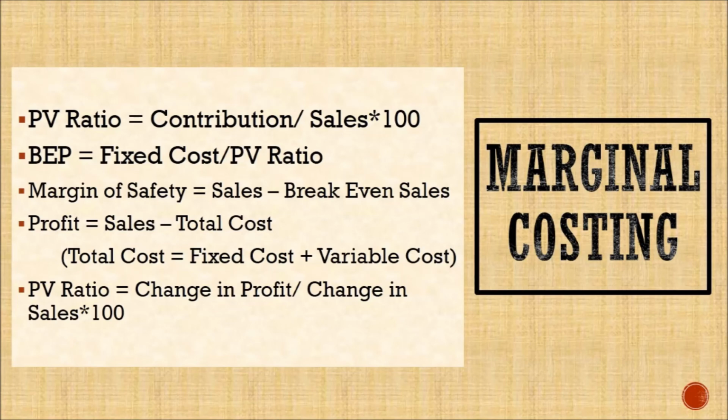We are going to find out the break-even point with the help of formulas. We are also going to find out the margin of safety. Now, before we go ahead with margin of safety and calculation of profit volume ratio, there are formulas which we are going to use to solve the sums. For solving the sums on marginal costing, these are the formulas which we are going to use.